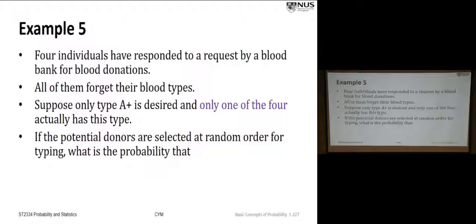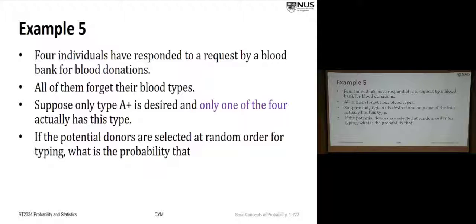Okay, so now a potential donor is selected at random. So I have four, I select one of them, and test it, whether it's A plus. If it's A plus, is that what the blood bank wants? Then I stop. The other three can go home. Maybe they are A plus also, but no, sorry, only one has. So we don't care about the others. Once I find an A plus, the rest can go home.